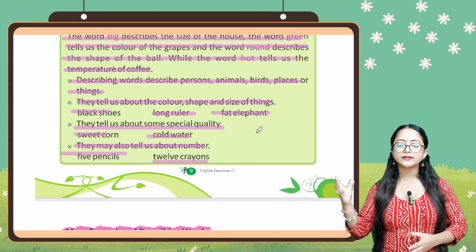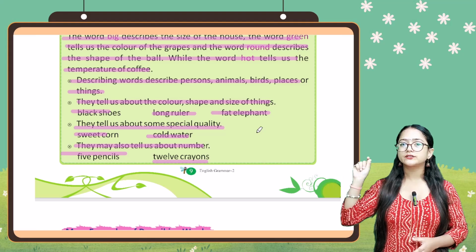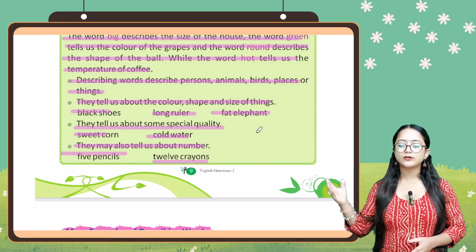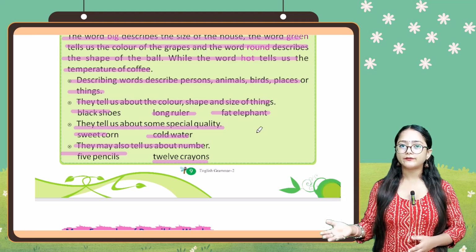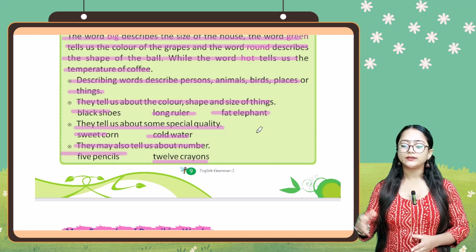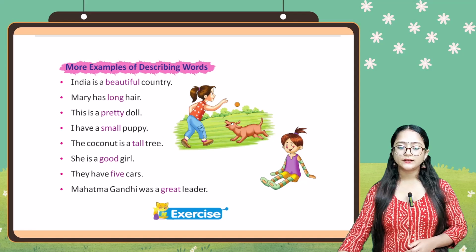Okay, next one, they tell us about some special quality, like sweet corn. How is the corn? Sweet. Next one, cold water. How is the water? Cold. Okay, next they may also tell us about the number, like 5 pencils. So here it is describing how many pencils are there? 5. Okay, 12 crayons. How many crayons are there? 12.